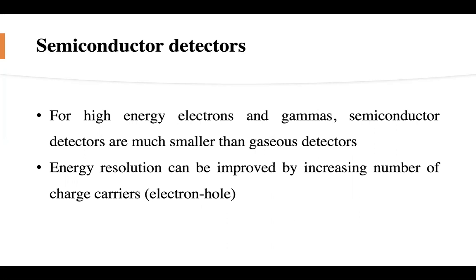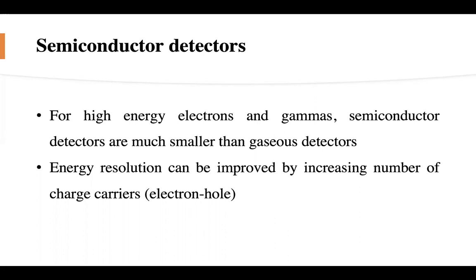For high energy electron and gamma, semiconductor detectors are much smaller than gaseous detectors, also because of their density, they can stop the radiation. If you remember, we said the ionization chamber cannot actually be used efficiently for gamma. It can measure gamma, but not efficiently. Because gamma will pass through the gas without enough ionization, because of the low density of the chamber. So the semiconductor is more useful in this case than just a gas detector.